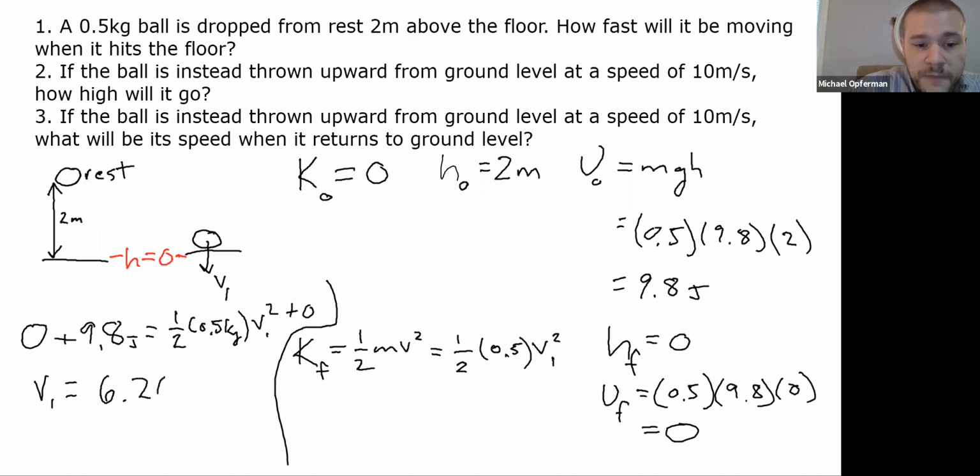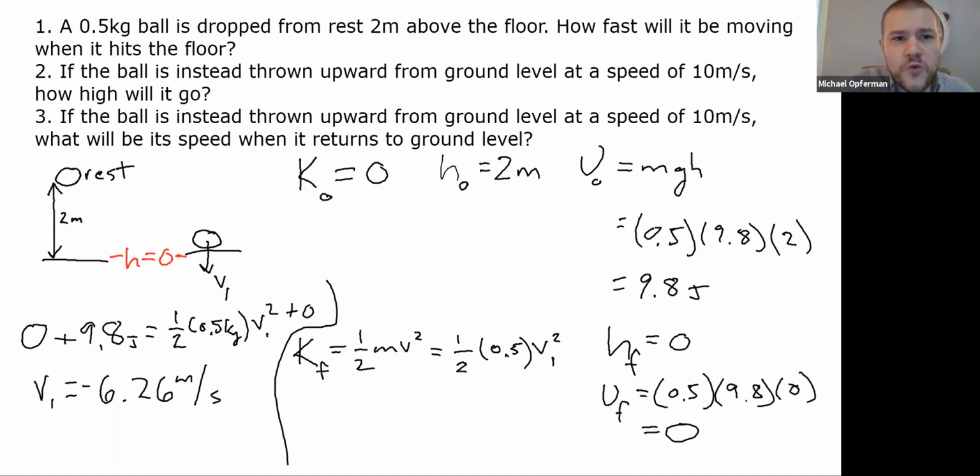Now remember, this method is actually only giving me the speed. So the speed is 6.26 meters per second. If you want this to be a velocity, you would have to put a minus sign in front of it, because you can see from the picture that it's traveling downward. So it has a negative y component. It has a speed of positive 6.26 meters per second and a velocity y component of negative 6.26 meters per second.